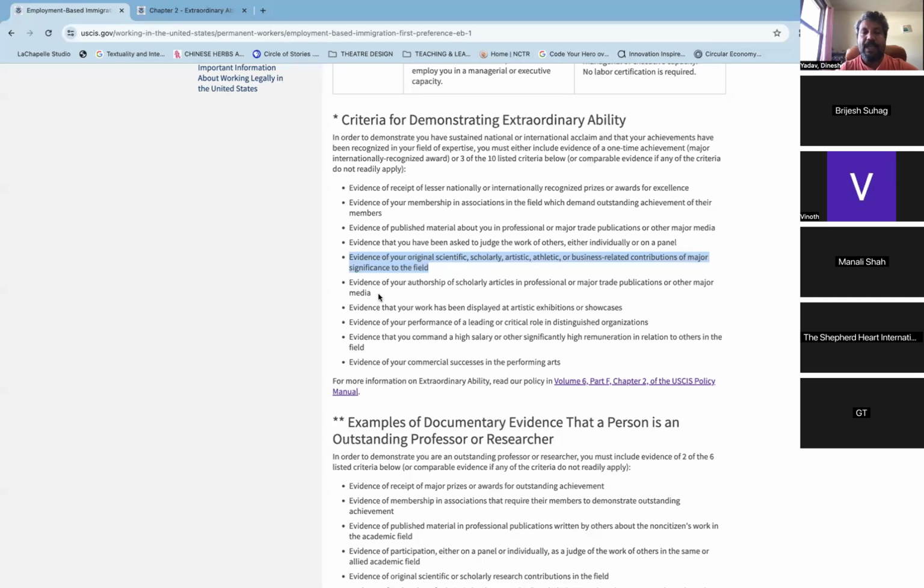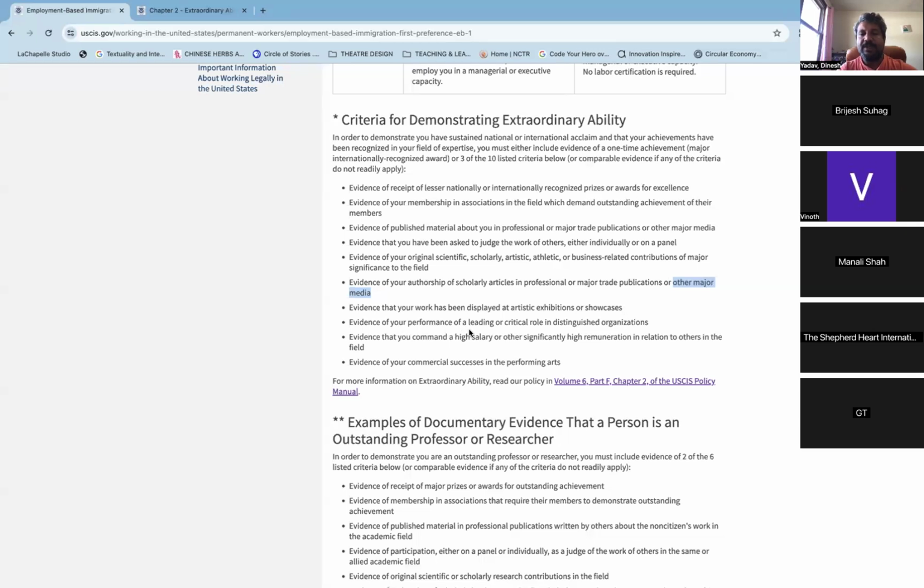Everything will count. Evidence of your authorship of a scholarly article in a professional or major trade publication or other major media. Now, the articles in professional major trade publications is clear. Other major media comes under electronic media, again websites, blog posts, trade magazines, online articles, everything counts here. Evidence that your work has been displayed at artistic exhibitions or showcases is very clear here. I don't need to explain it if you are an artist.